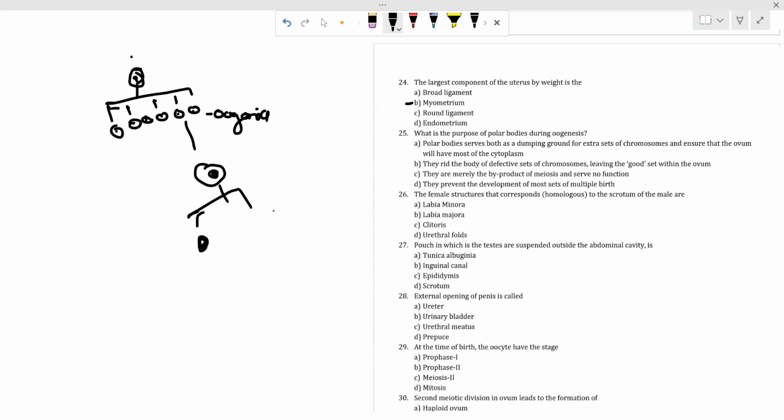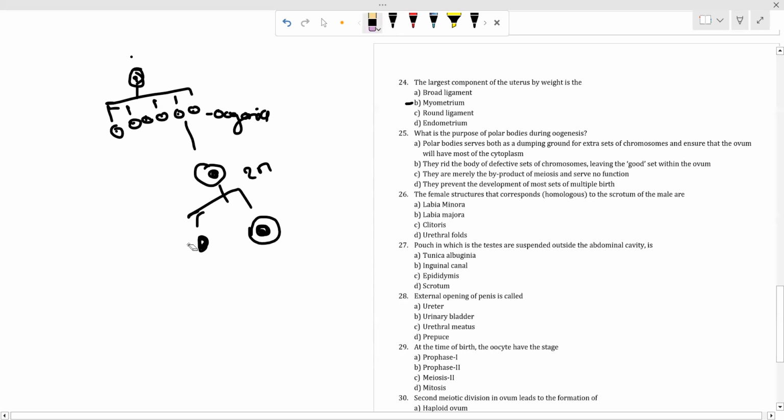One is the egg. So 2N is in. It has to push the haploid chromosome out. So this is actually only haploid. After the first meiosis, it is haploid.